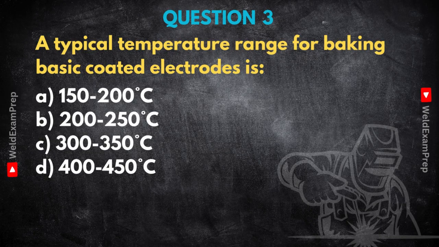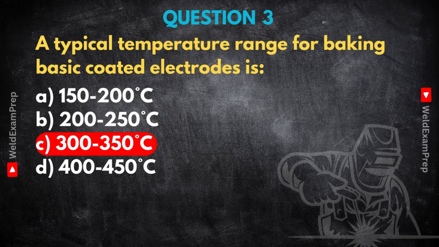Right. This is super practical, something inspectors check all the time. The correct range is C, 300-350 degrees C. 300-350 Celsius. Why so specific and why so hot? Okay, so basic coated electrodes give you really high quality welds, good toughness, often used for critical stuff, but their coatings are hygroscopic, meaning they suck up moisture. Like a sponge, yeah. They just pull moisture right out of the air.